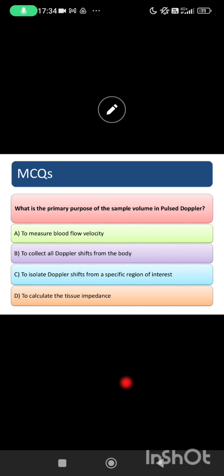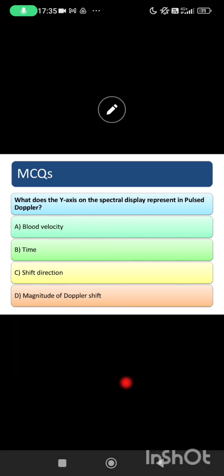Okay, Dr. Awadia, what is the primary purpose of the sample volume in pulse Doppler? To isolate Doppler shift from a specific region of interest. Okay, very good. Tesfine, what does the y-axis on the spectral Doppler display represent in pulse Doppler?